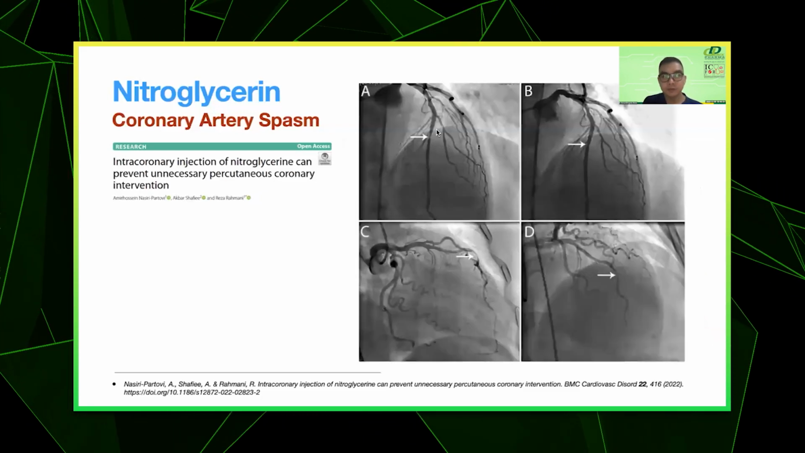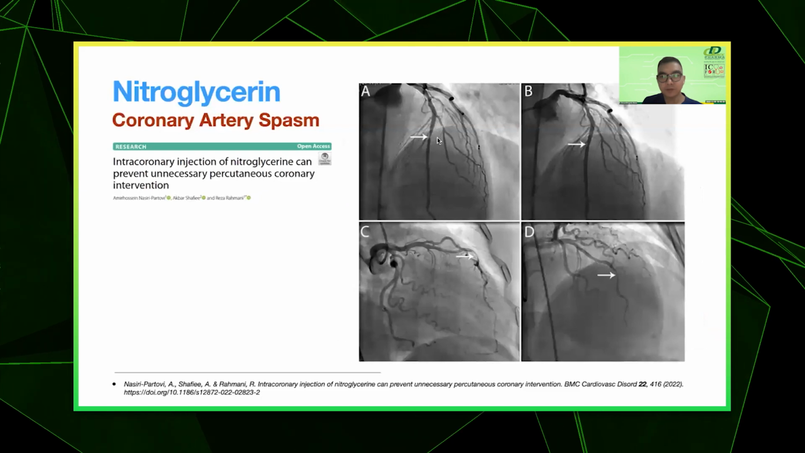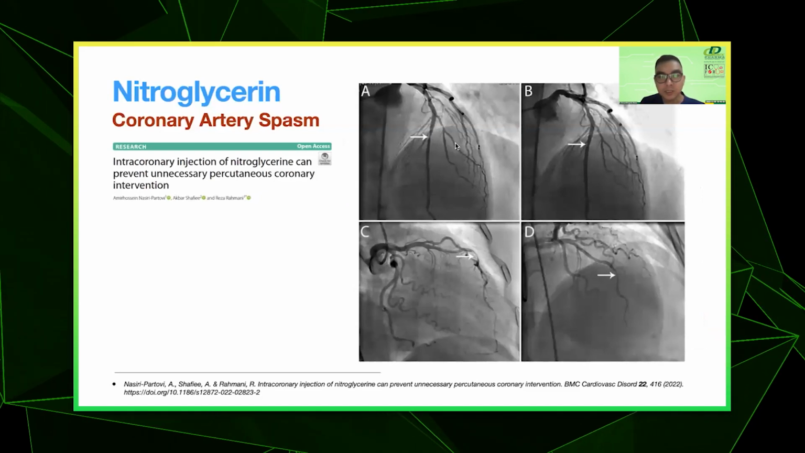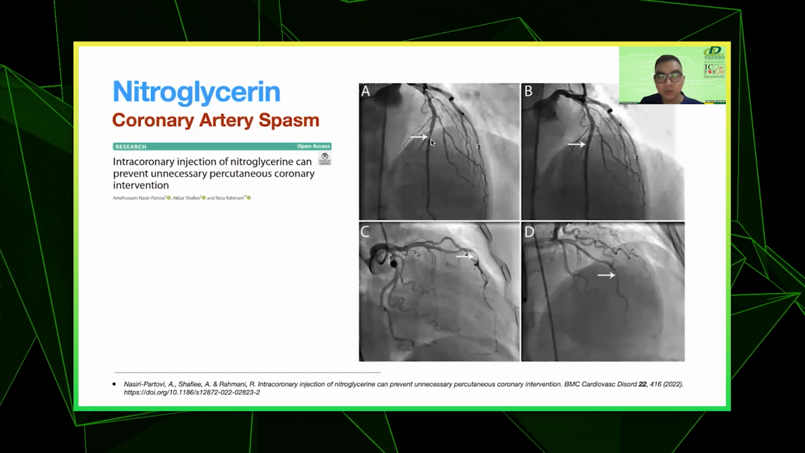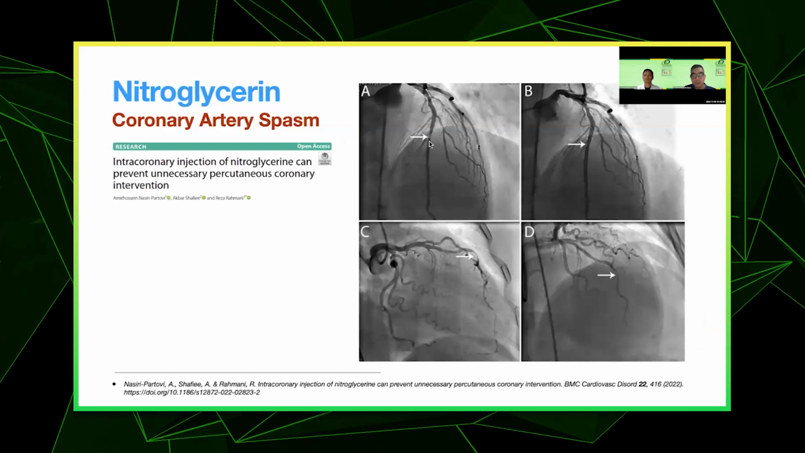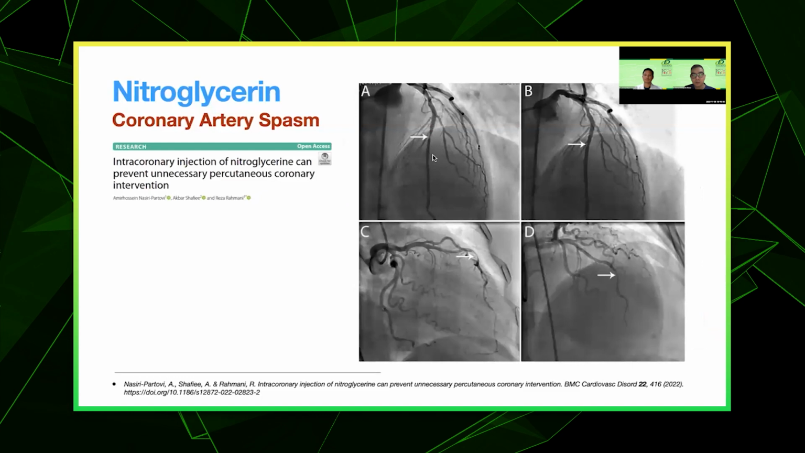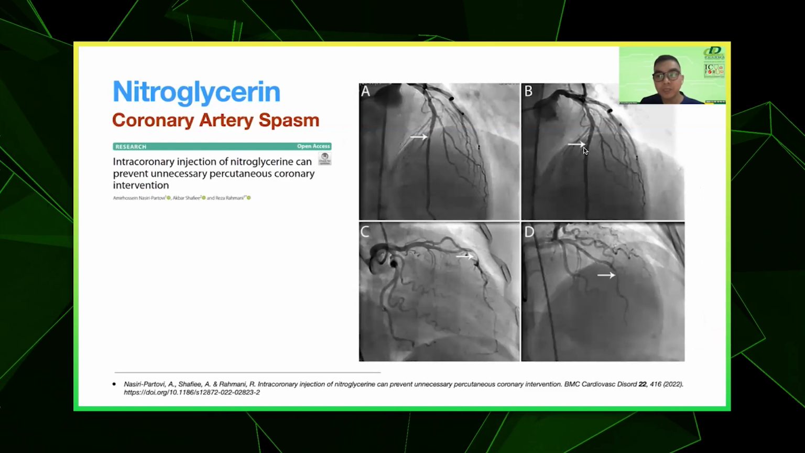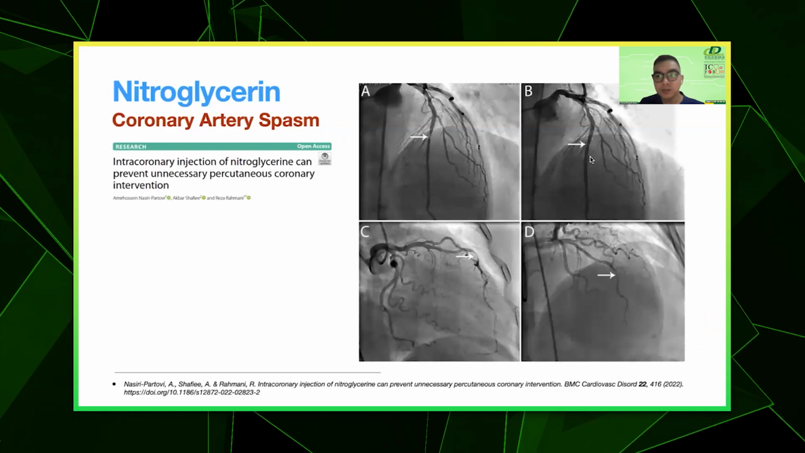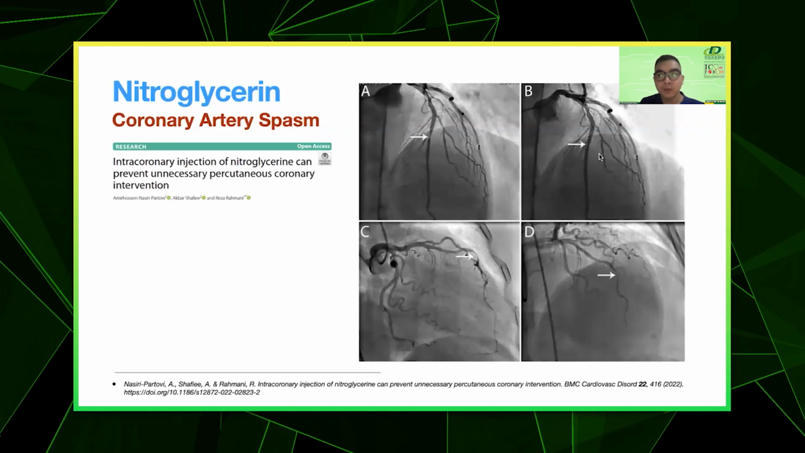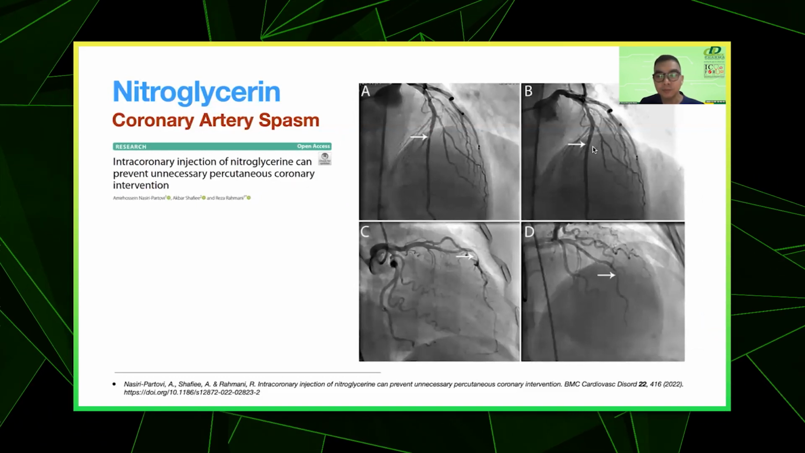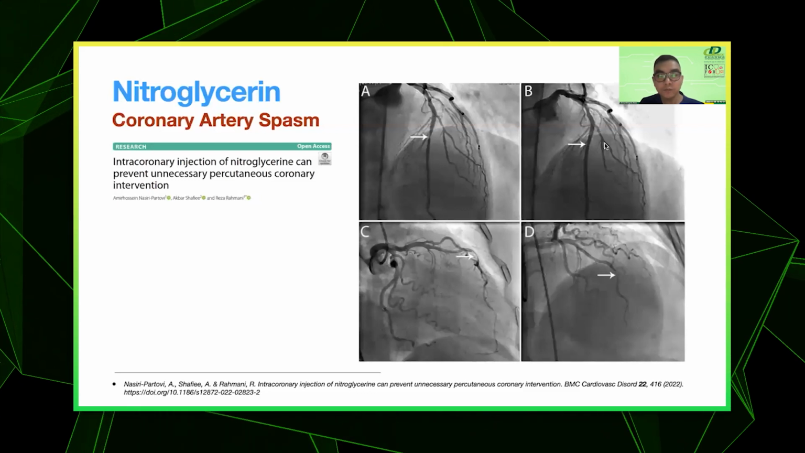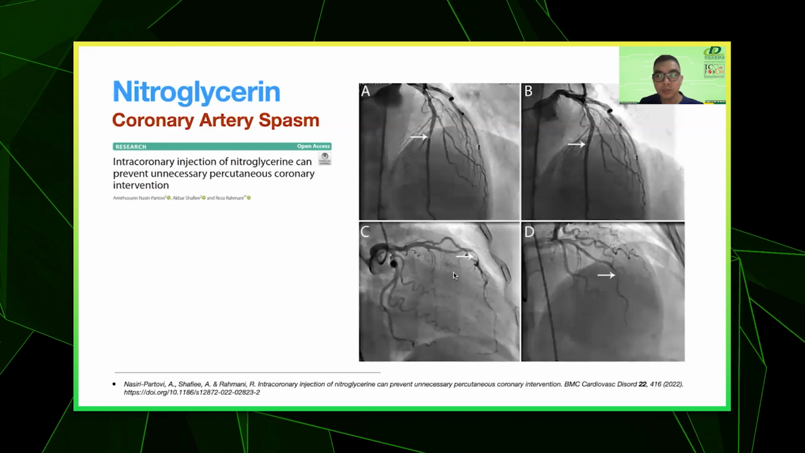So again, this is the angiographic effect, angiographic images of patients with coronary artery spasm. You can see that there is a narrowing of the blood vessel of the LAD. And then after administration of intracoronary nitroglycerin, there is an improvement of the LAD blood vessel. So in this case, there is no need for stenting or percutaneous coronary intervention.